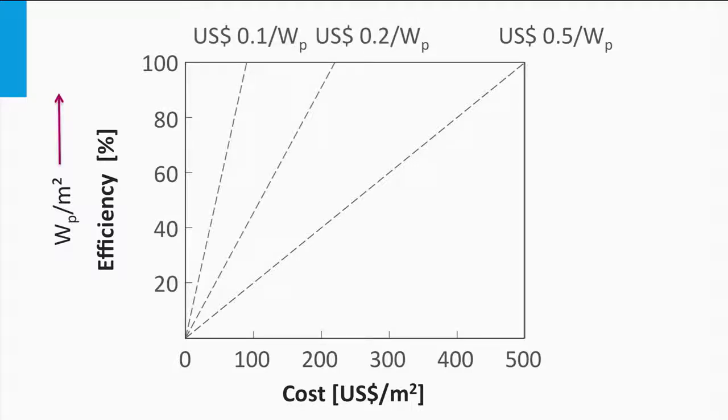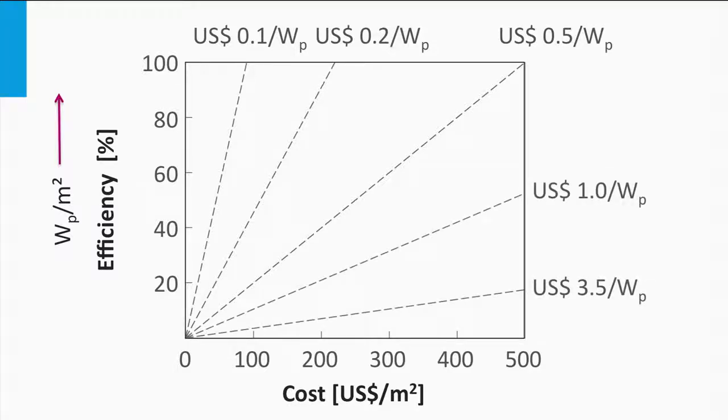If the slope of these dashed lines is very steep, the cost price per watt is low. Whereas when the slope of the dashed lines becomes less steep, the cost price per watt peak is getting significantly higher. To compete with other energy sources, you would like your PV technology to overlap with the steepest lines in these graphs.